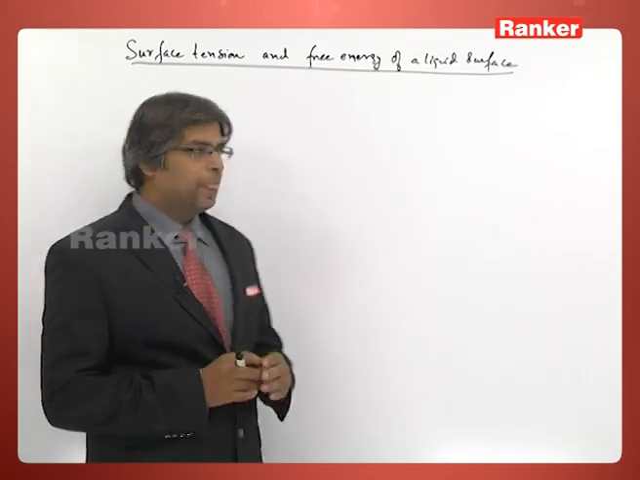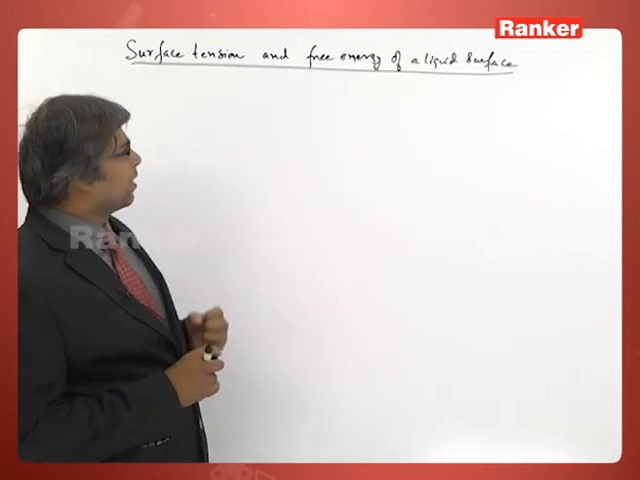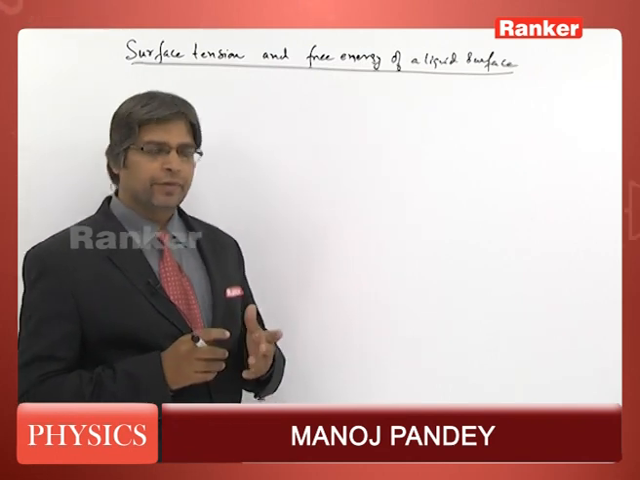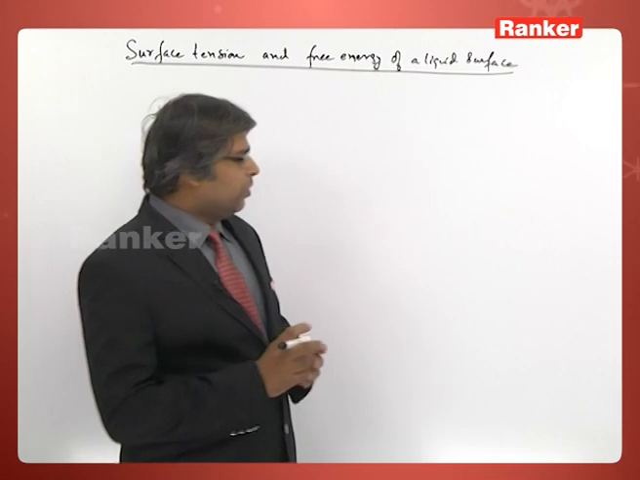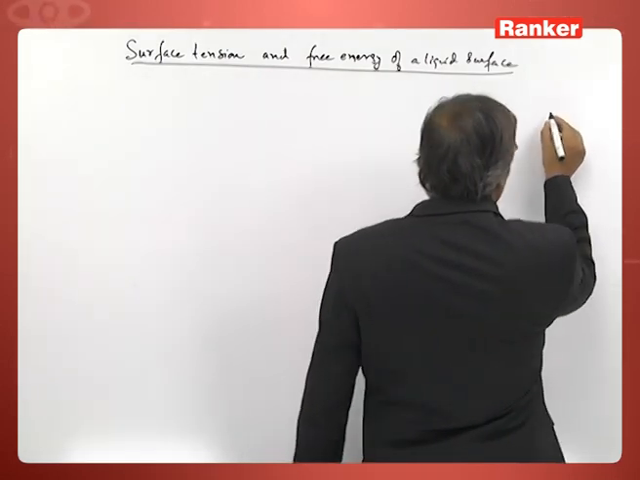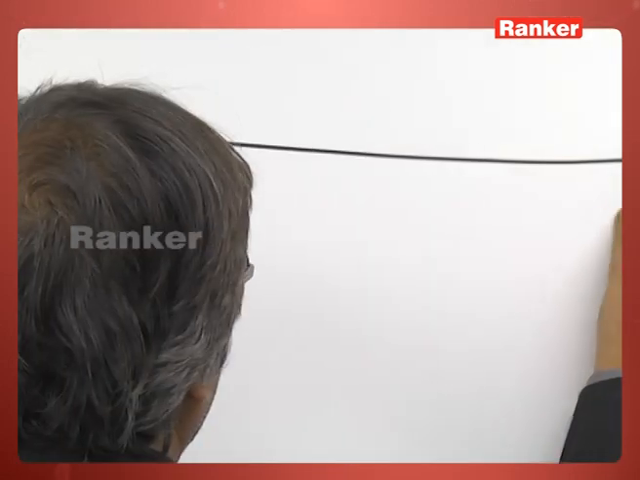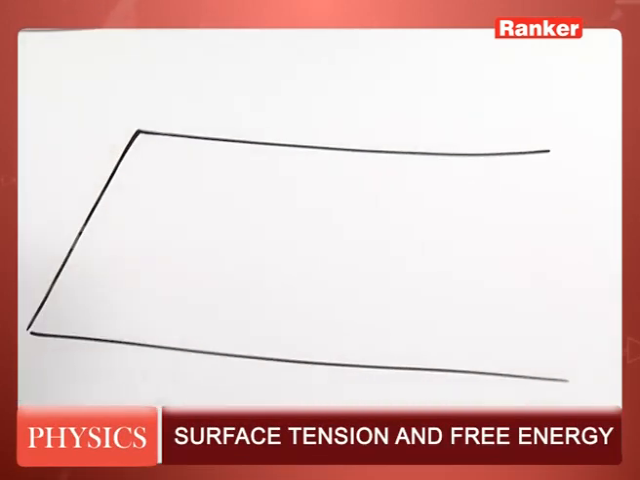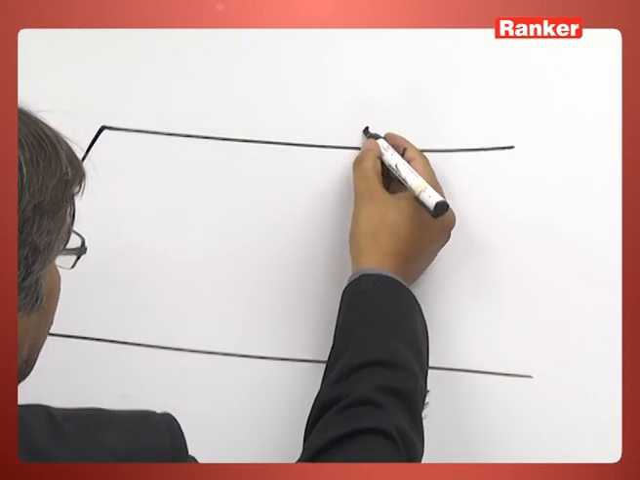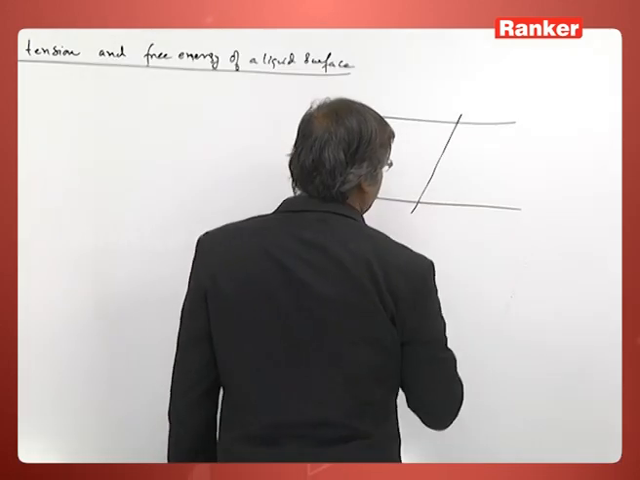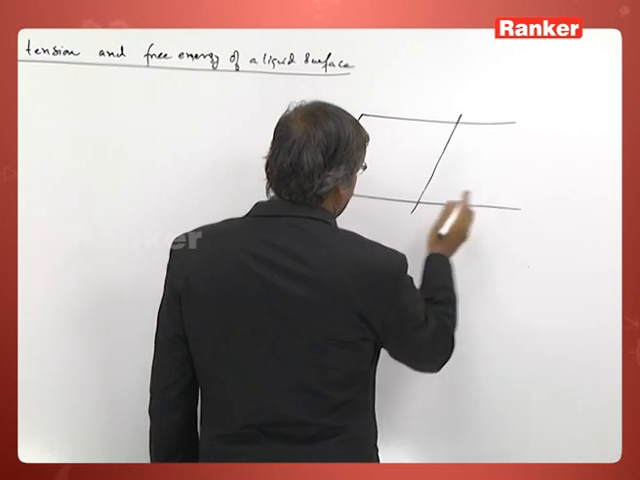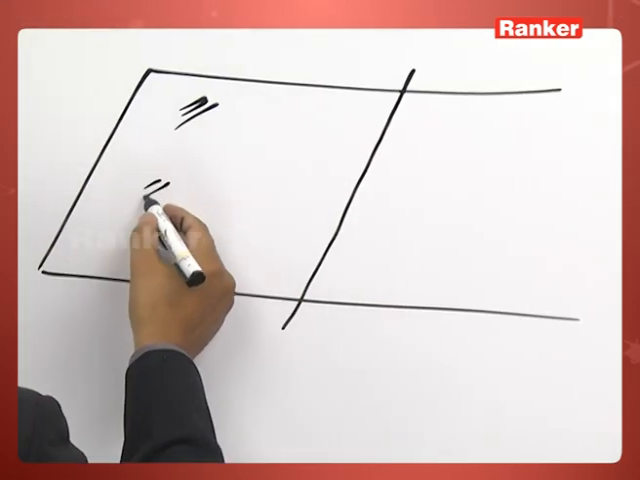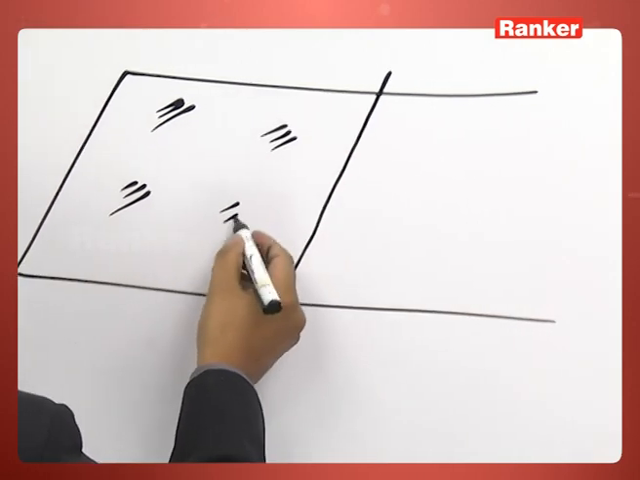So, now let us see how to relate the surface tension and the free energy of a liquid surface. Let us imagine a wire frame that is rectangular in shape, and we have a wire here. Now you see here we dip this into a soap solution.